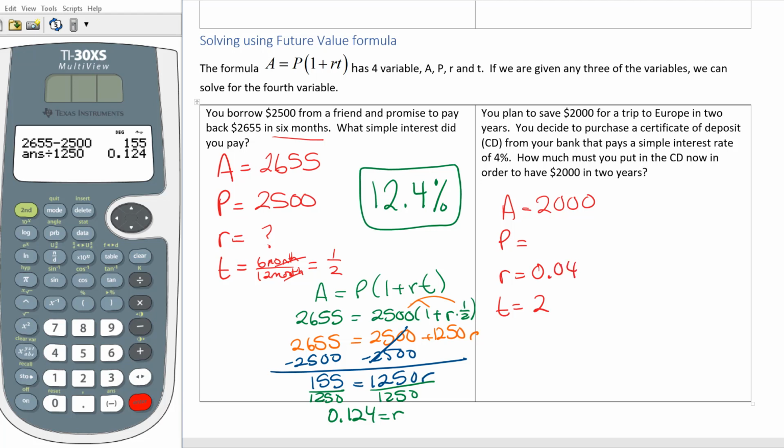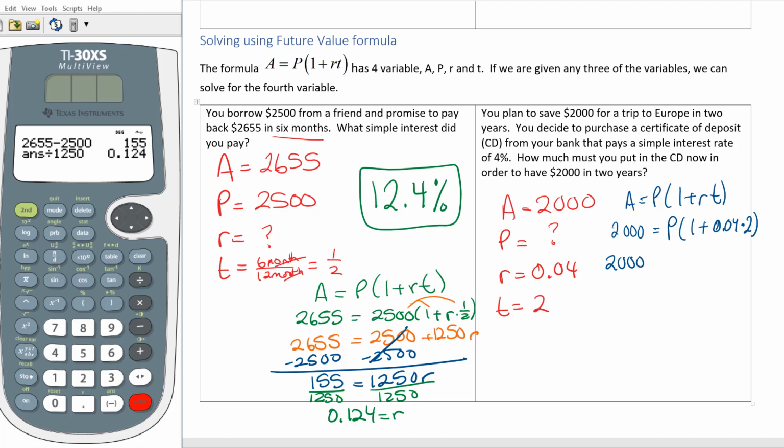How much must you put into the CD now? That's P. I don't know how much I'm going to need right now, so I'm going to put a question mark there. I'm going to use my formula A equals P parentheses 1 plus RT. My A is 2,000. The P is I don't know. 1 plus R, which is 0.04 times T, which is 2.